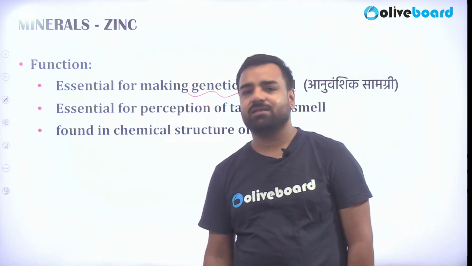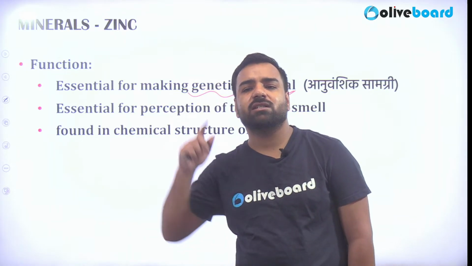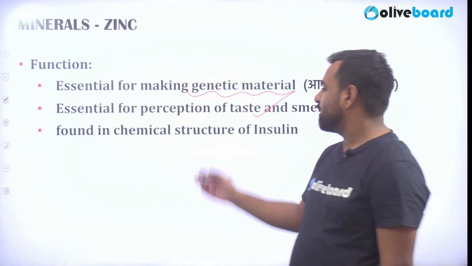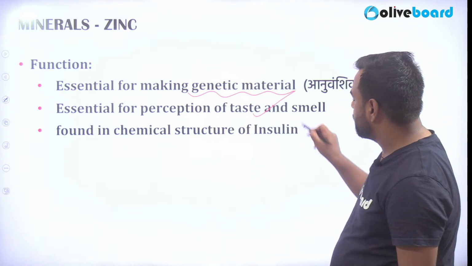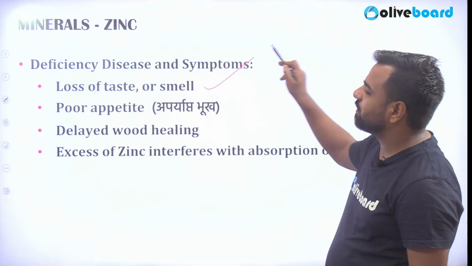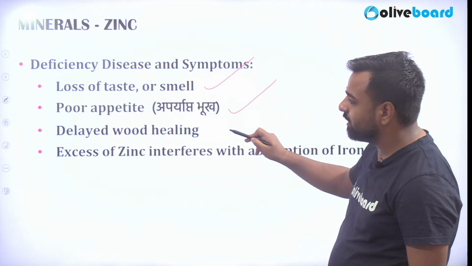Which perfume is this? You are able to link all these things because of this zinc only, which is essential for making the genetic material. It's found in the chemical structure of insulin as well, and that's important. You must remember this. Its deficiency leads to the loss of taste and smell, poor appetite, delayed wound healing.